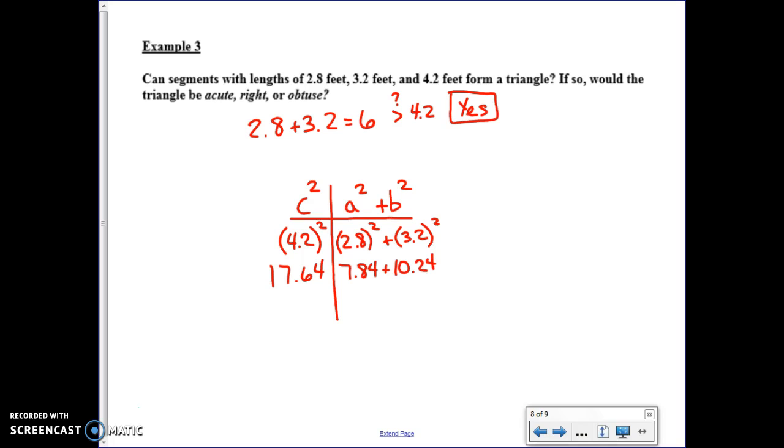So now we need to combine on the right side. So 7.84 plus 10.24 is 18.08. On the left-hand side, we still have 17.64. So we need to decide which one of those is greater. And we're going to open the inequality sign to the side that's greater. So notice I have a less than sign there. So less than tells me that it's acute.